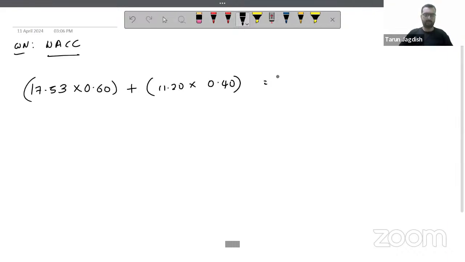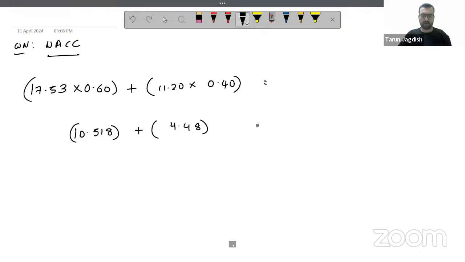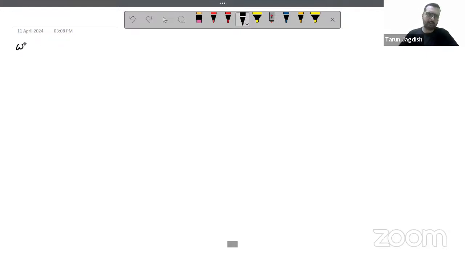All right. 10.518 plus 4.48. Do you get the answer as 15% as the WACC? So once you get the WACC, now we need to go and find out the value of the business. So we will do it using two-stage dividend discount model.